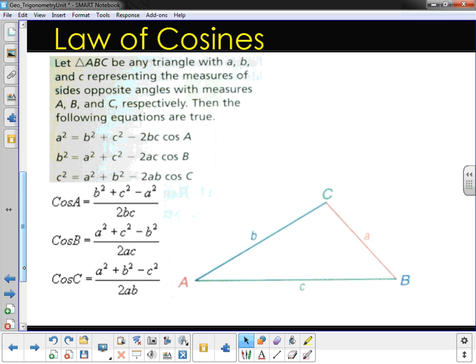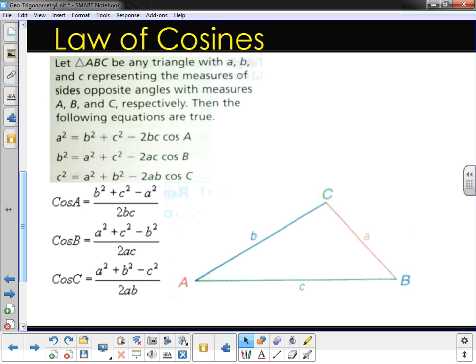So the law of cosines, unlike the law of sines, where you had those three ratios that all had to be equal, is actually a modification of the Pythagorean theorem. And that's how we would prove that these are actually true statements. So now here we have our triangle ABC. Notice the A's are in red, the B's are in blue, and the C's are in green. These are the 6 different equations that can be used in the law of cosines. You're going to want to get all 6 of them written down.